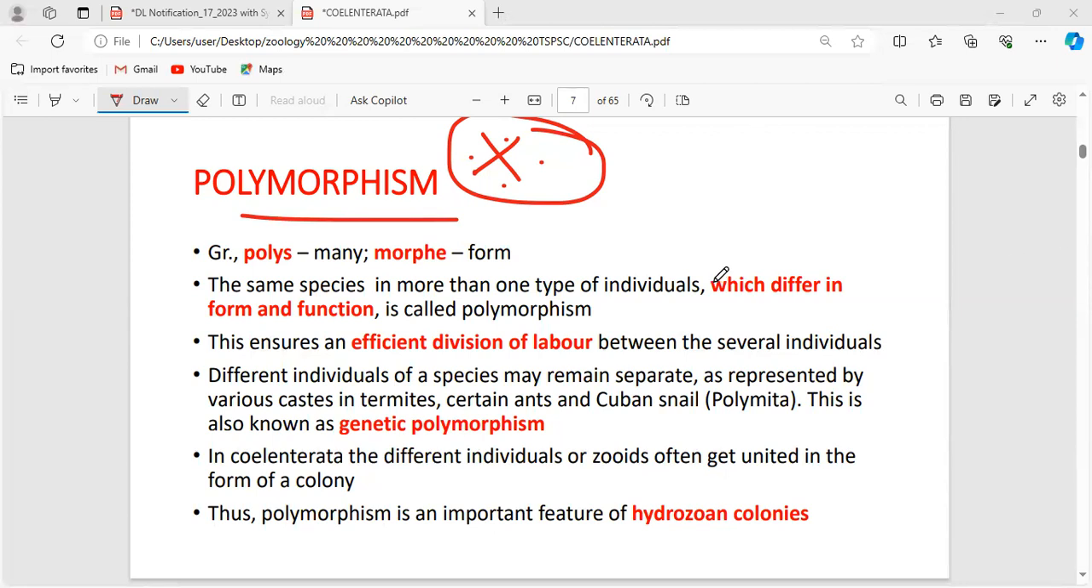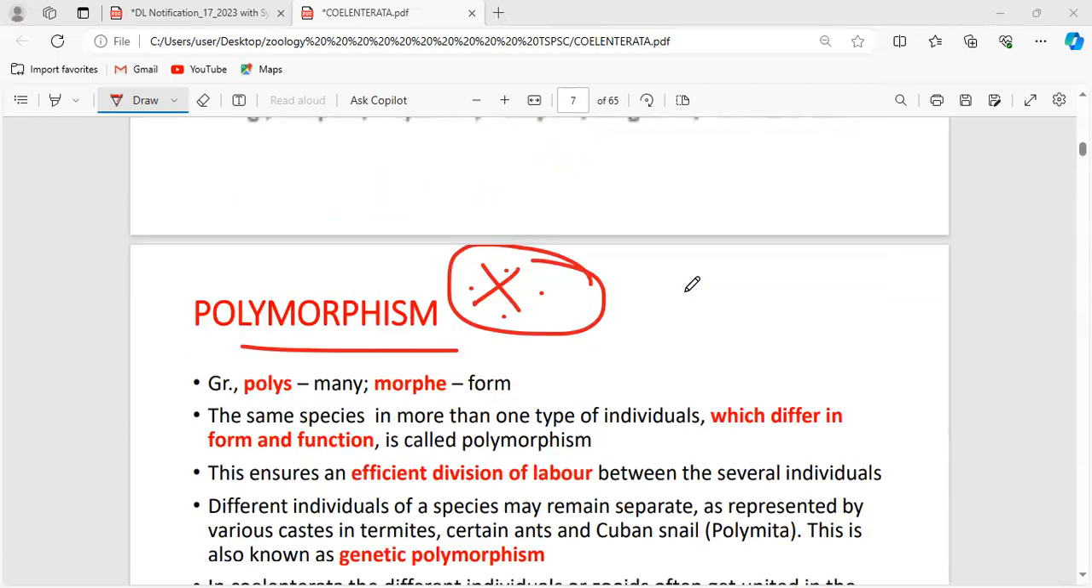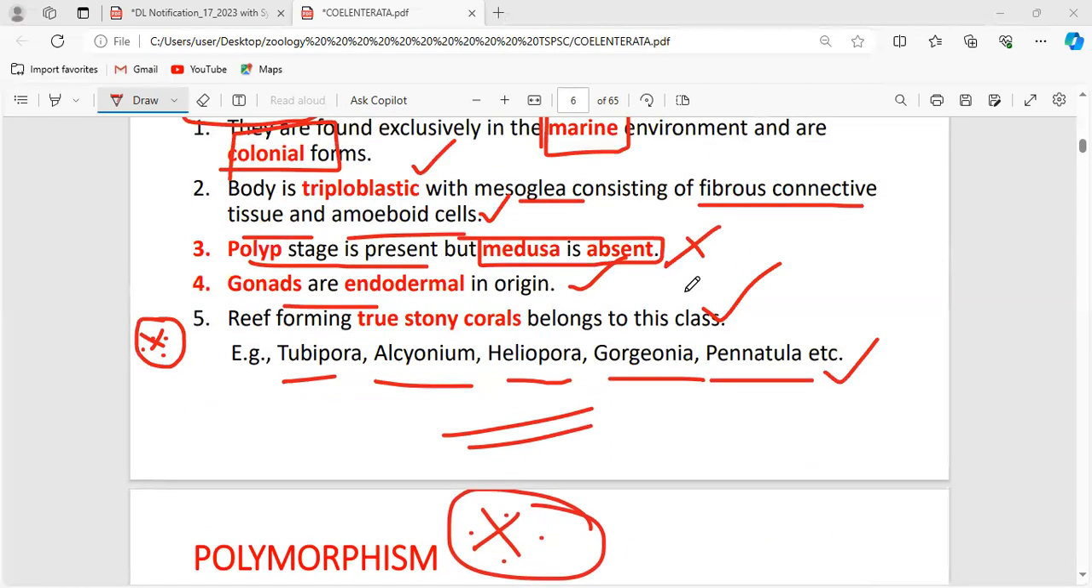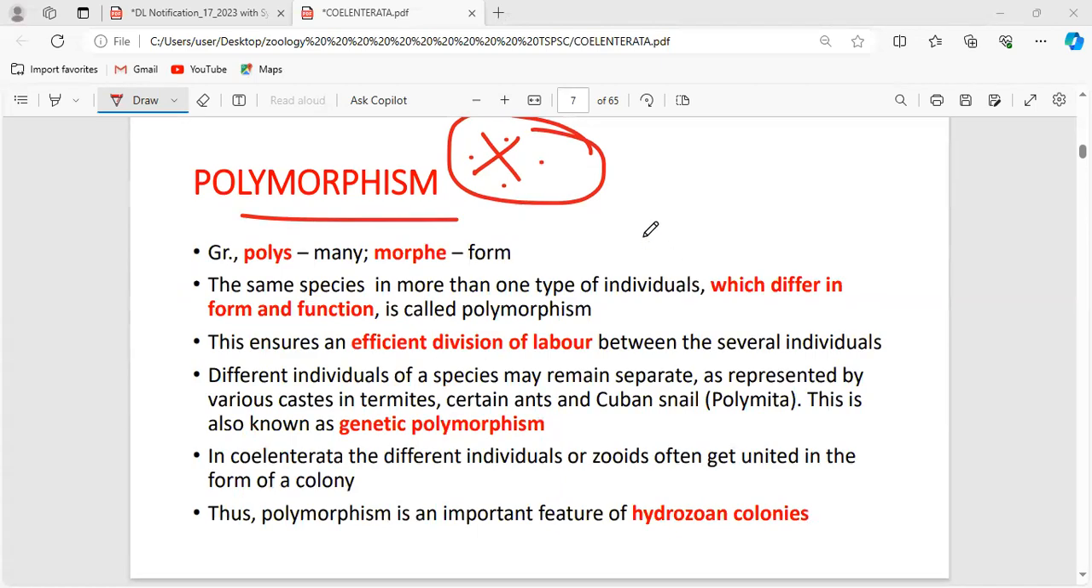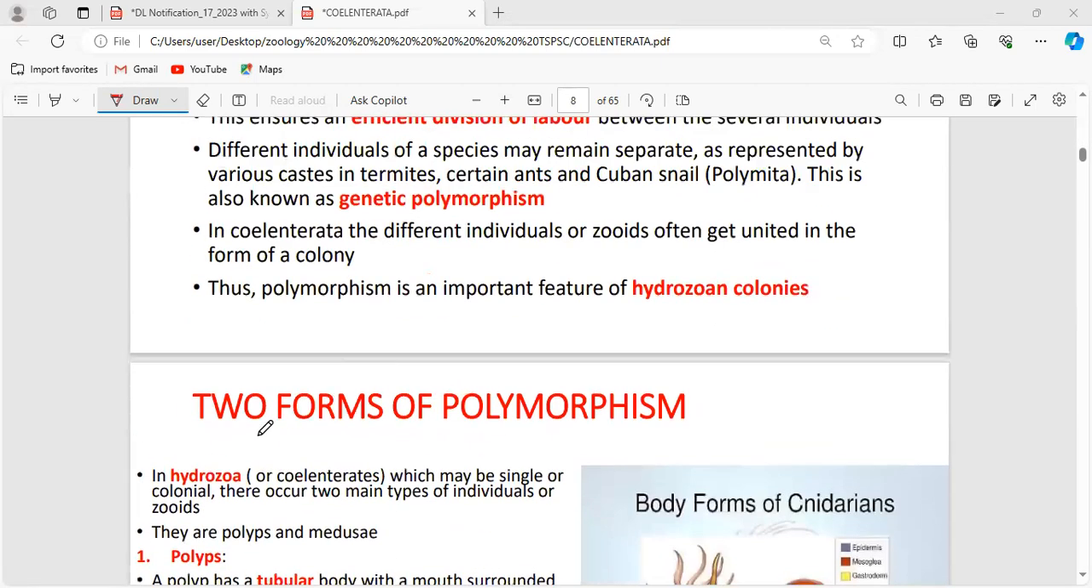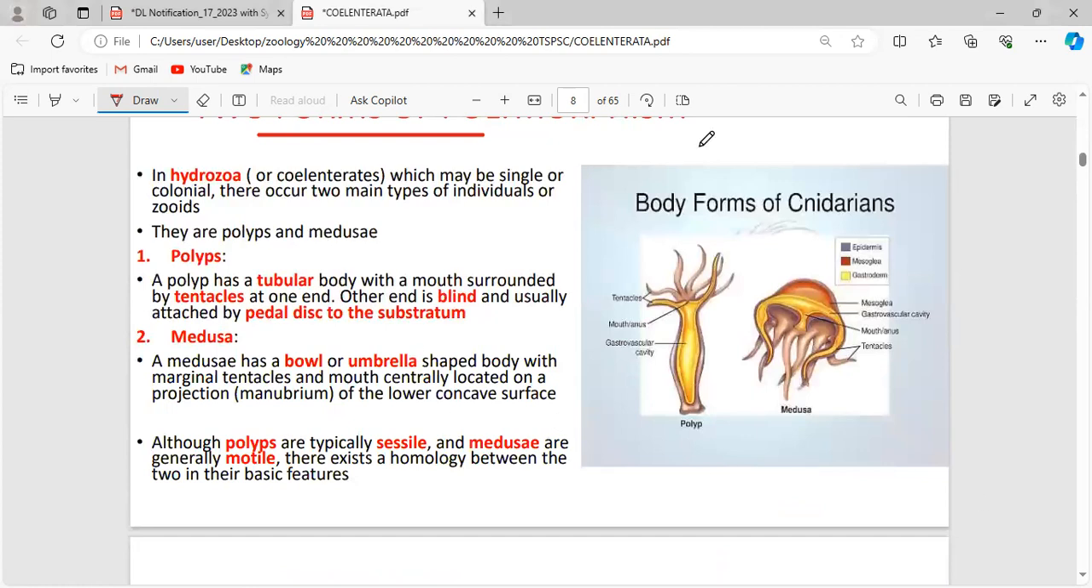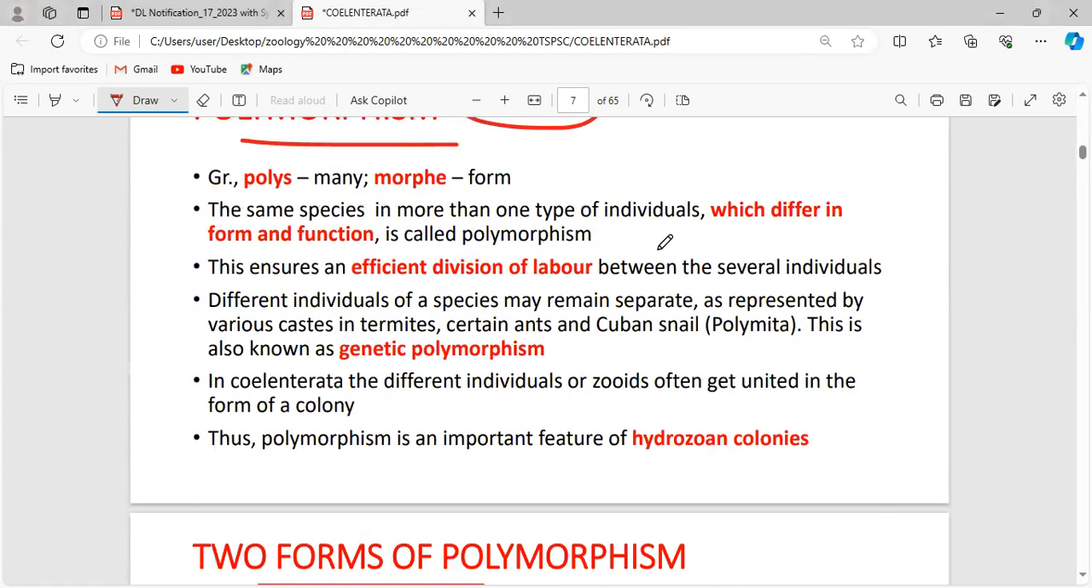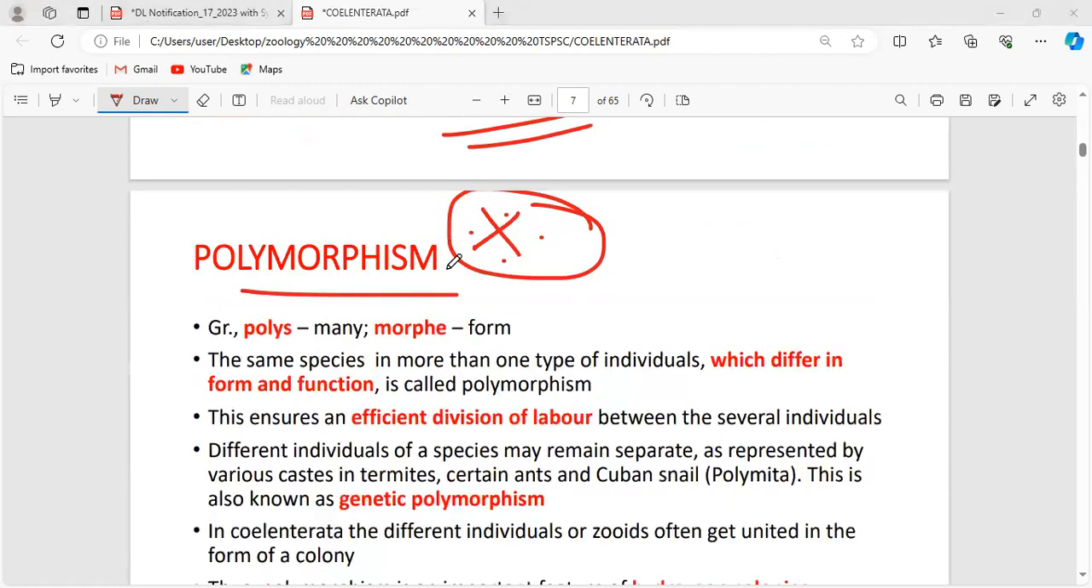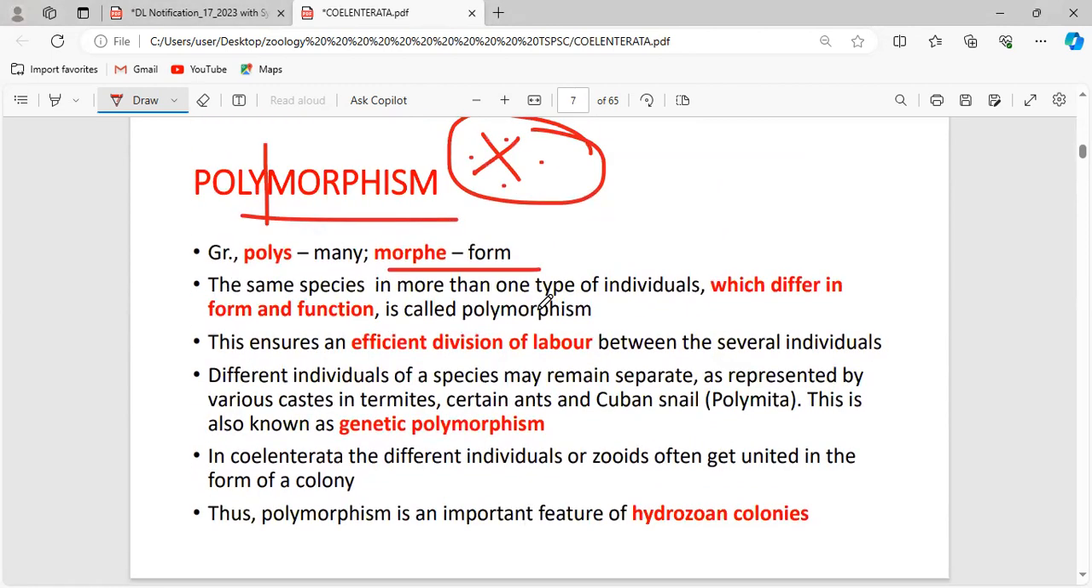Why are gonads present in Anthozoa? Because medusa is completely absent in them. Okay, let me explain. There are different forms of polymorphism, and you are going to understand it completely. Just wait for 5 minutes. In polymorphism, poly is many, morph is form. Many forms will be exhibited by this Coelenterata.